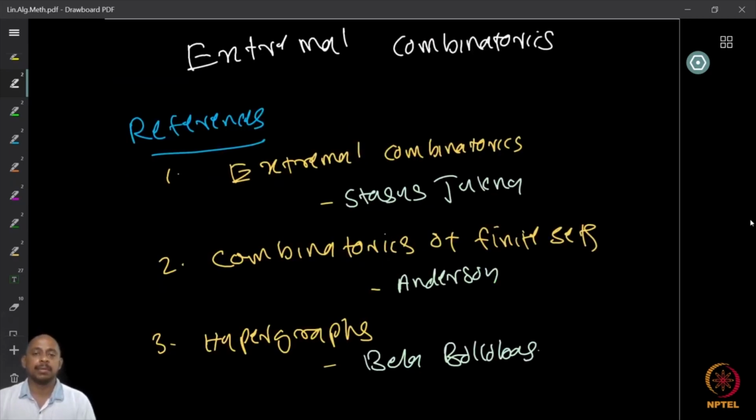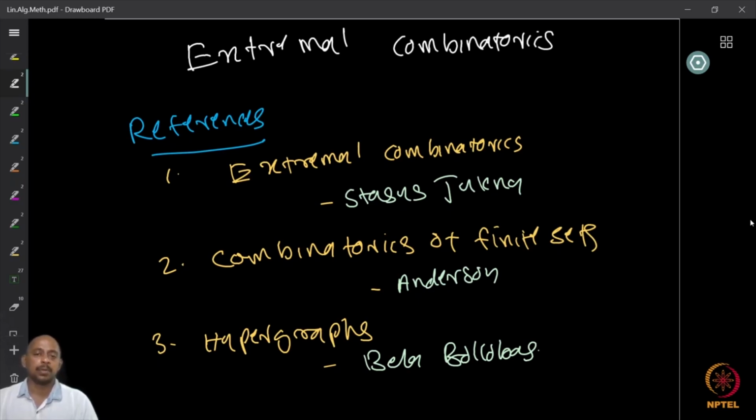Then we have extremal combinatorics, which looks at extremal set theory or extremal questions, like for example the sunflower lemma or the Erdős–Ko–Rado theorem. These kinds of results are beautiful and very powerful results from extremal set theory.